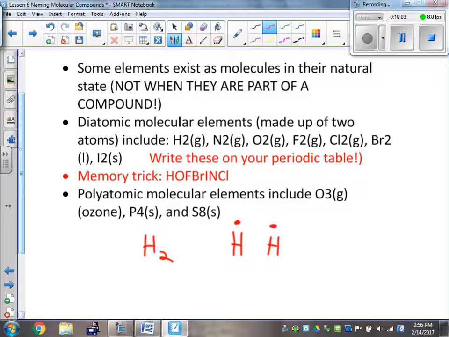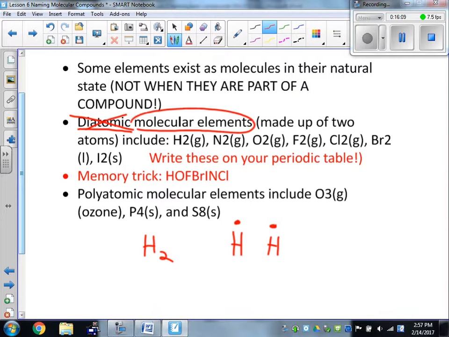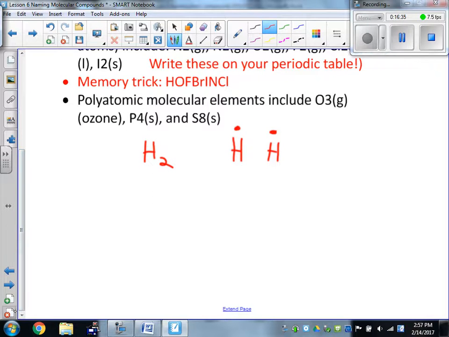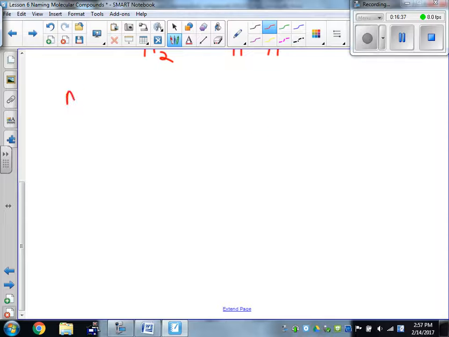There's something called the molecular elements. There's diatomic ones. Honestly, I just like to call them molecular elements. And how I remember the molecular elements, in other words, they come in more than one: H2, N2, O2, F2, Cl2, Br2, I2. And P4 and S8 are the ones we usually talk about. How I remember that is a little different. Here's how I remember them. You might want to write this down. Molecular elements.